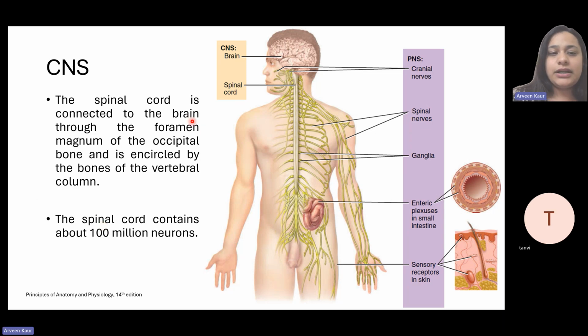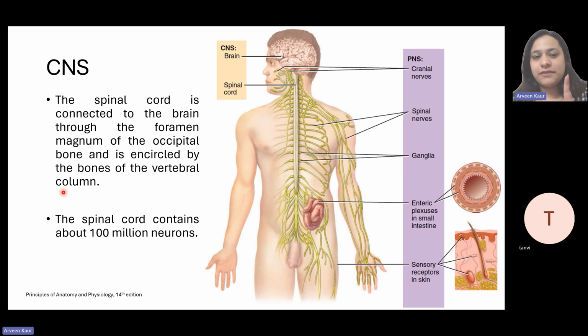So the spinal cord is connected to the brain through the foramen magnum of the occipital bone. So the occipital bone is somewhere over here, and there is some region over there which is known as the foramen magnum, which is basically connecting the spinal cord to the brain. And it is encircled by the bones of the vertebral column.